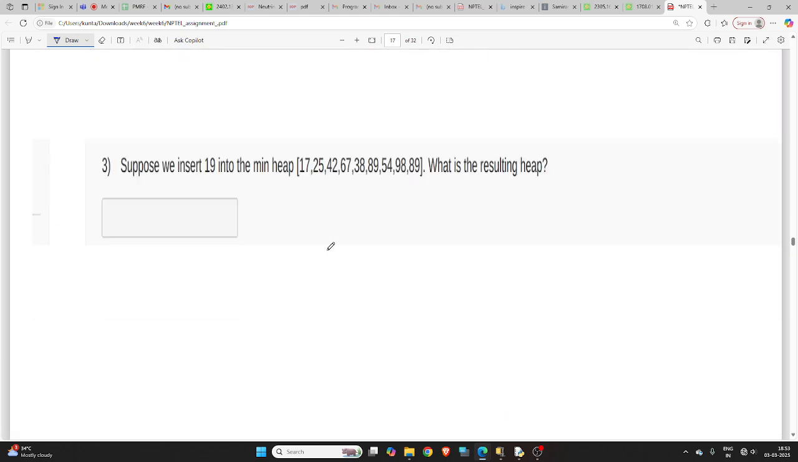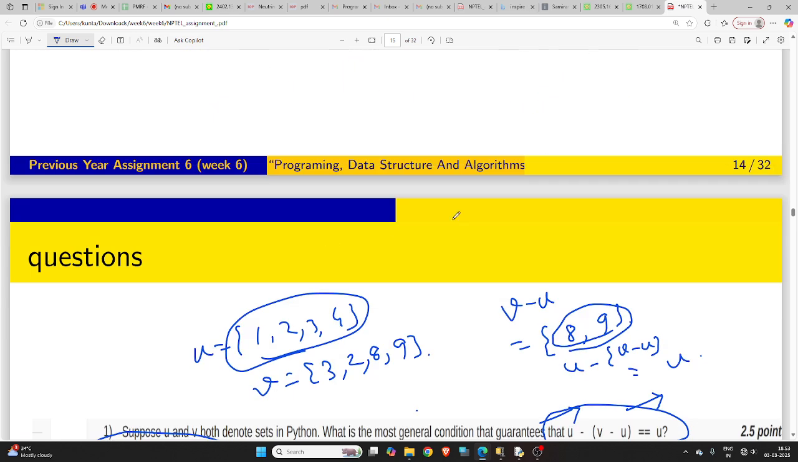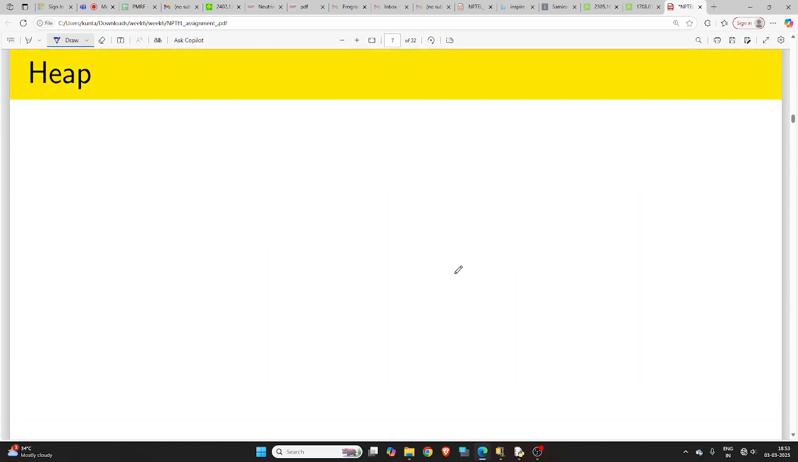Next question. Okay, now as we have already gone through these three questions on sets, maybe we can go to heaps a little bit. For heaps, sir has already given all the definitions and all the information.